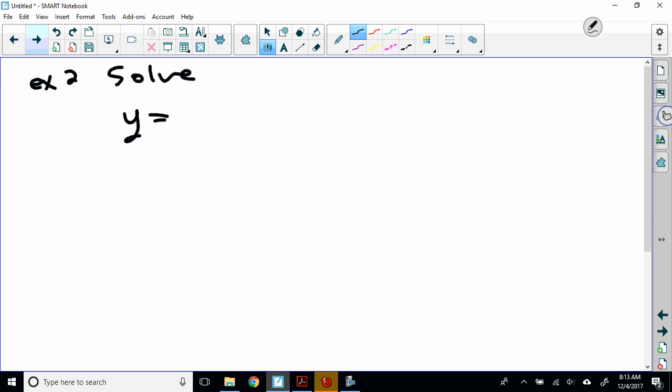Y equals negative x squared minus 3x plus 10, and y equals, oh man, I wrote the wrong one. I'm sorry. Y equals x squared minus 4x plus 5, and y equals negative x squared minus 5.